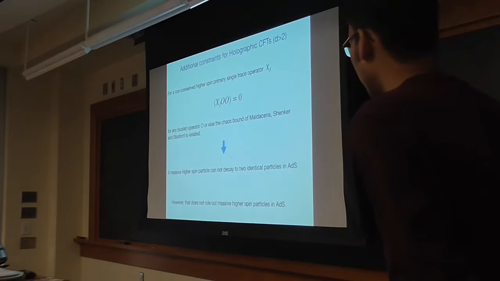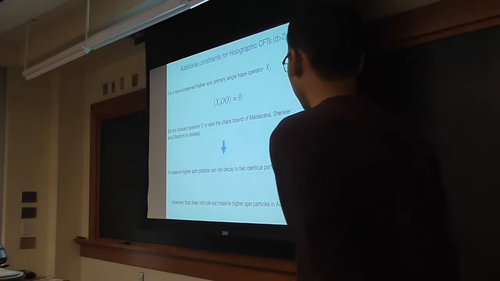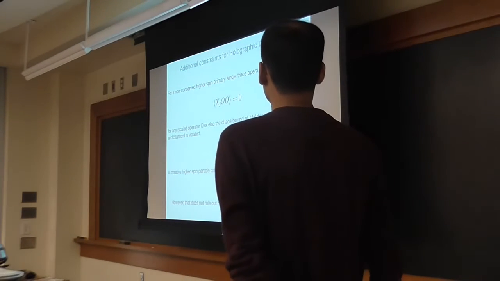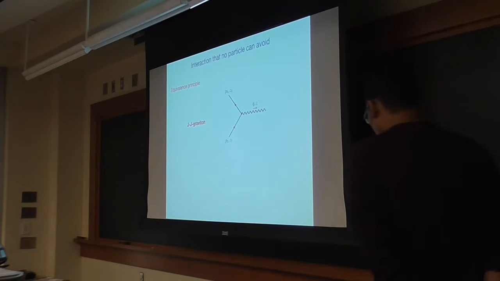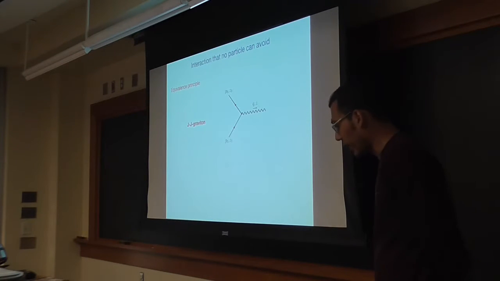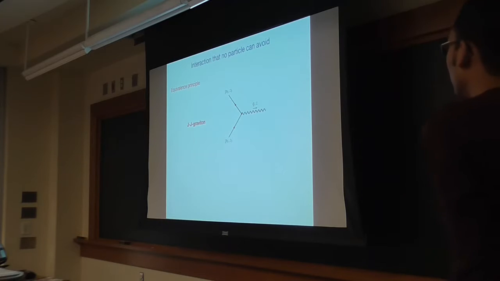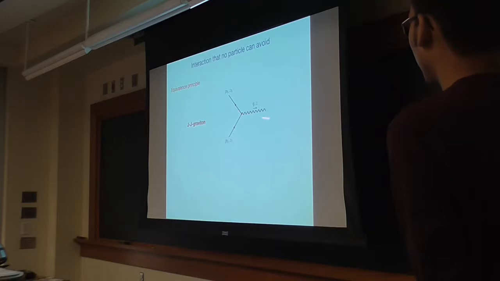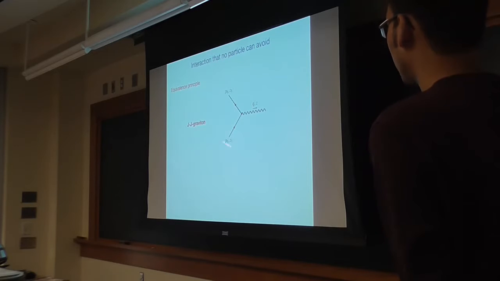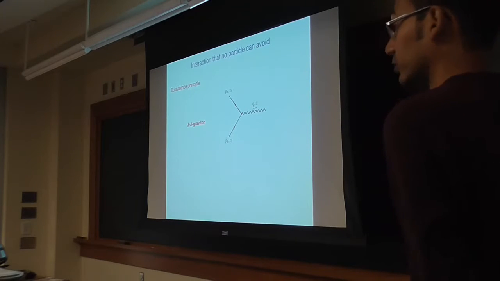But as I said, it does not rule out massive high spin particles in AdS. It's a condition on this 3-point function. However, there is one interaction that no particle can avoid, which is the interaction of this form: high spin particle, graviton, high spin particle. From the equivalence principle, we know that this 3-point function cannot vanish.